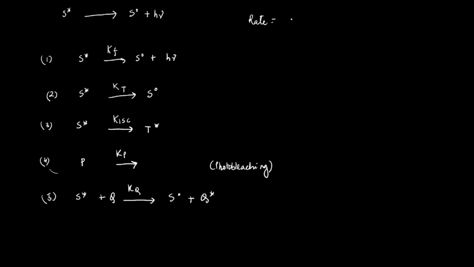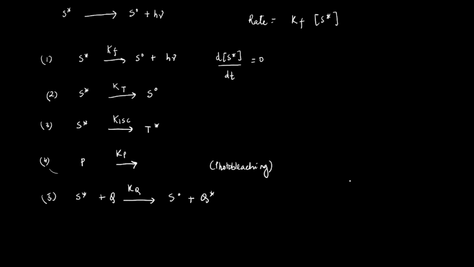So what I can say is that the rate is actually Kf into the concentration of S star. Clear? Now, S star is an intermediate over here, so I need to apply the steady state approximation to S star because I need to figure out its value. Am I clear on this point? This is what we need to do.